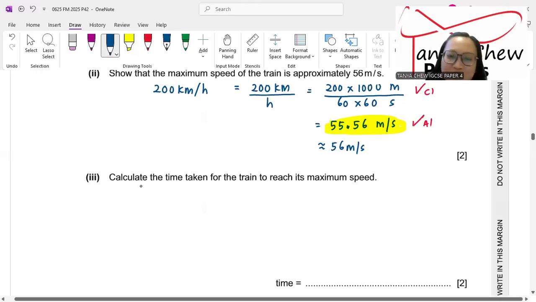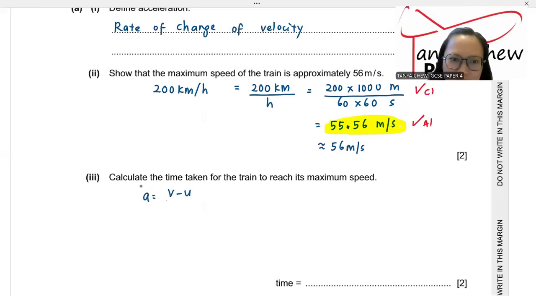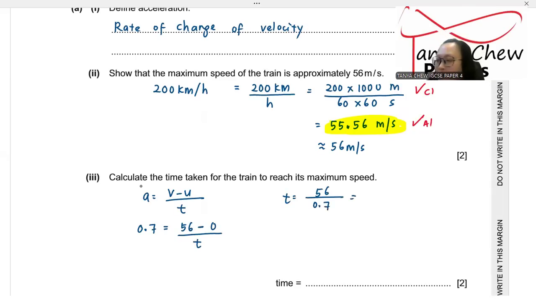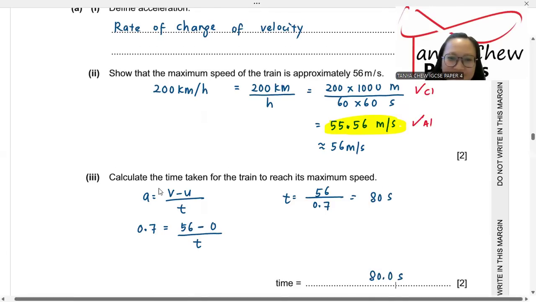Now, calculate the time taken for the train to reach its maximum speed. I can't wait to use the equation of acceleration. Don't you think so? I'm going to use a equal to v minus u over t. a is given as 0.7. v is 56 minus initial velocity 0 over time. Now, the time is equal to 56 divided by 0.7. Let me do it. 56 divided by 0.7 and you get exactly 80 seconds. But if you want to put it in terms of 3 significant figures, you can put 80.0 seconds. No loss, right? That's it.